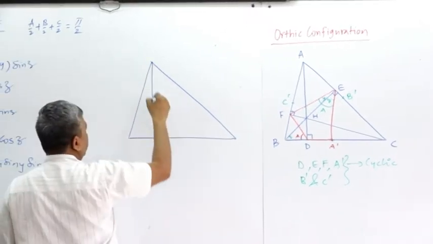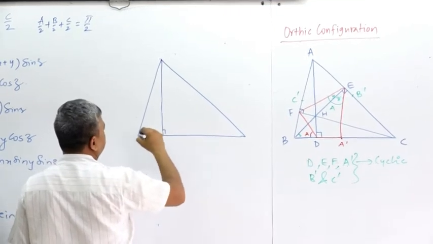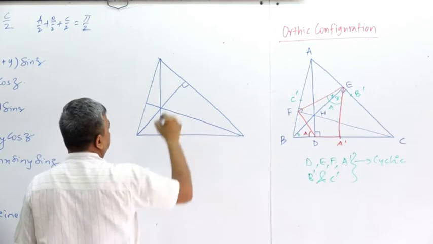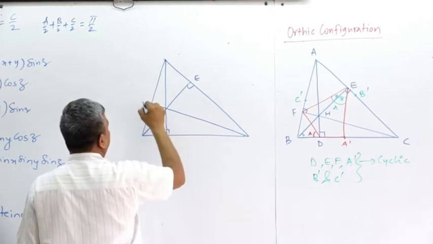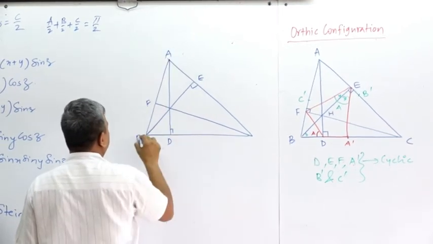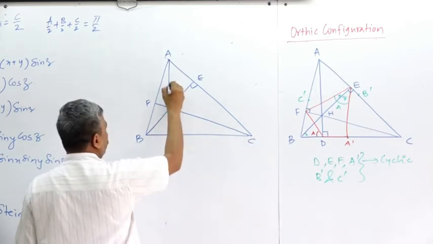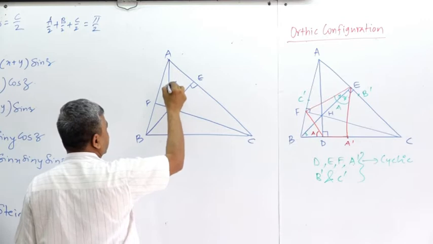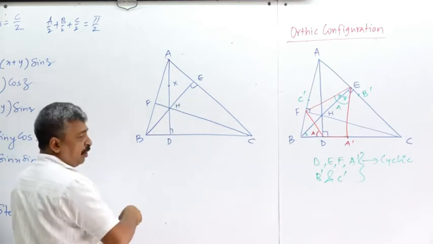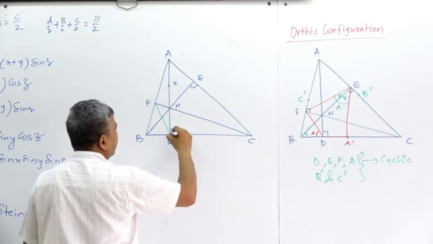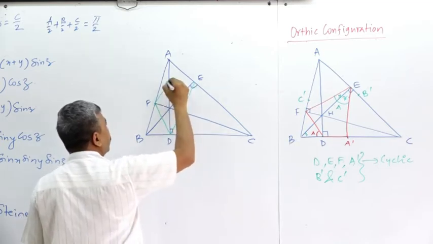Okay. Now here, perpendicular, perpendicular, perpendicular. D, E, F, A, B, C, H. Now I take midpoint of AH, which is X. Midpoint of AH. And I would like to show that this is a cyclic quadrilateral.